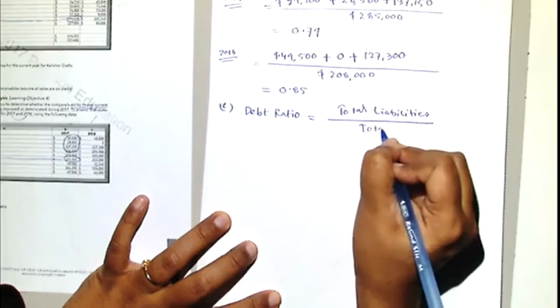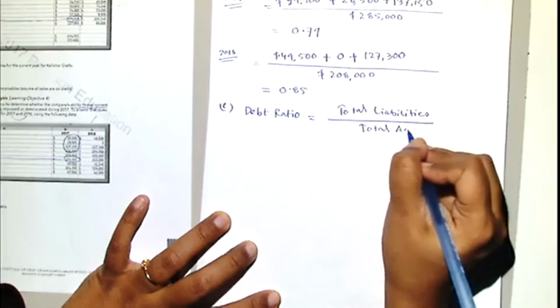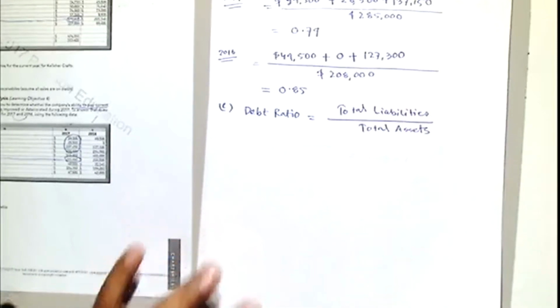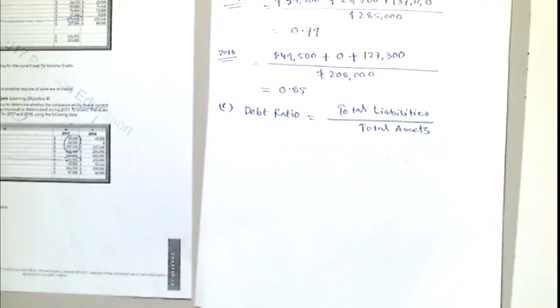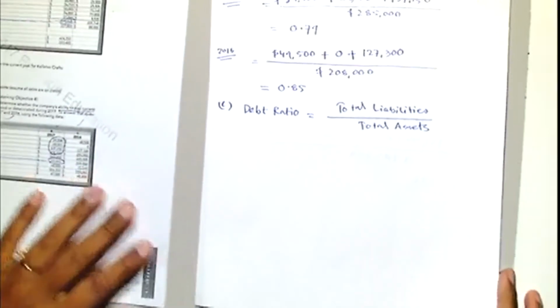Total liabilities over total assets. Some problems may tell you this is your total liability, and some problems may only show the components. So you need to know what is included in your current liabilities and what is included in your total liabilities. Right?